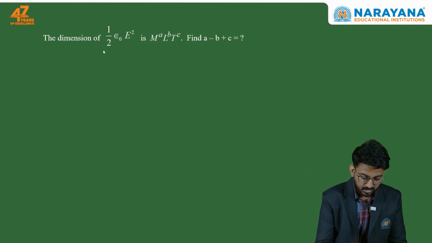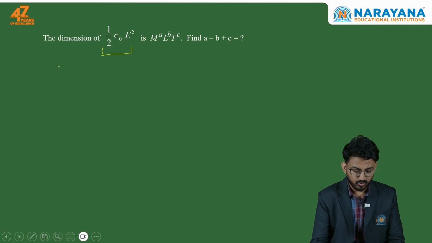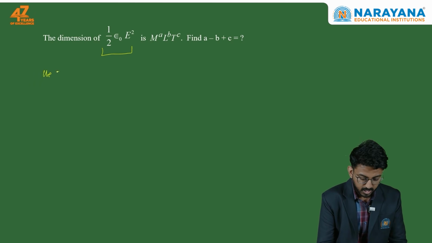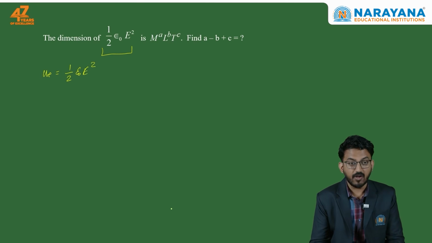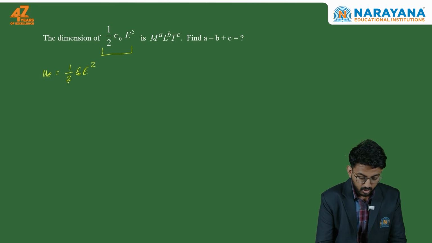So you can see here this quantity particularly is energy density. So you might remember the formula that energy density in a space where electric field is E in vacuum is equal to half epsilon naught E square here. So if we know that, that will be a very easy one.